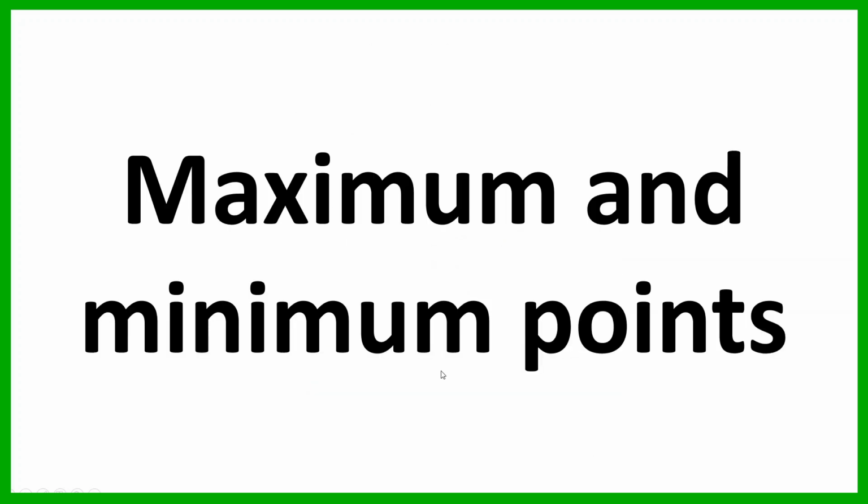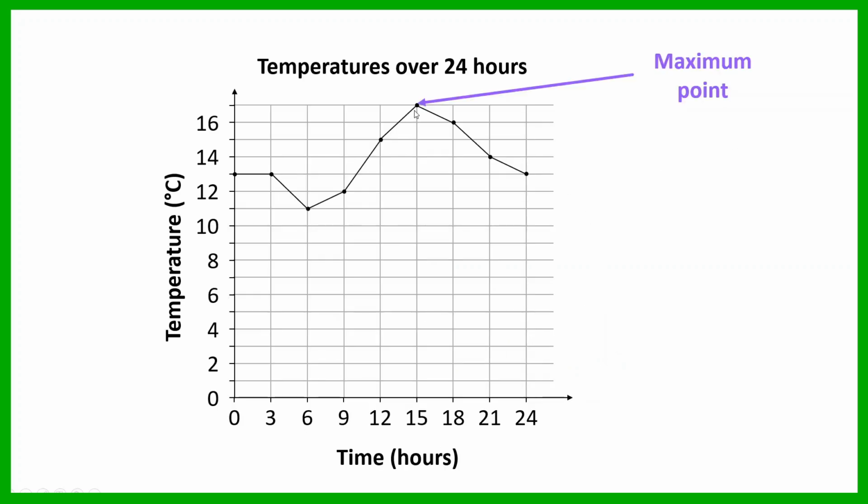Next, we have the maximum and minimum points. The maximum point on a graph is the highest point of the graph. It is the point where you have the highest value of the dependent variable, and the minimum point is the point where you have the lowest value of the dependent variable. The maximum point looks the highest on the graph, and the minimum point looks the lowest down on the graph.